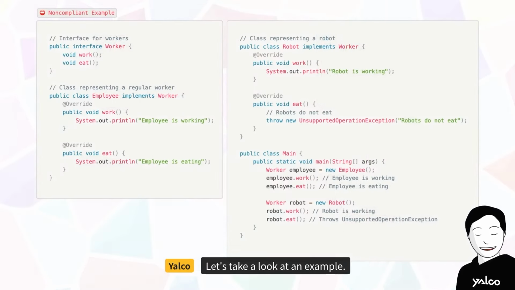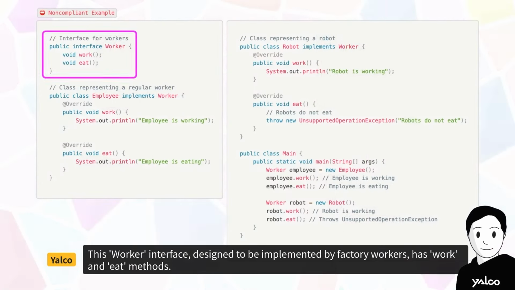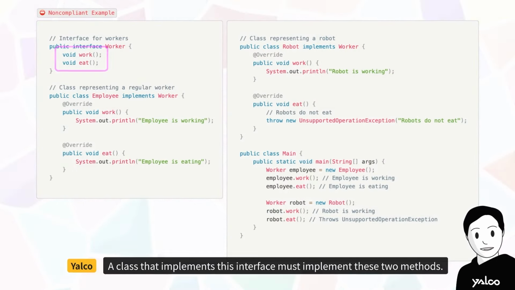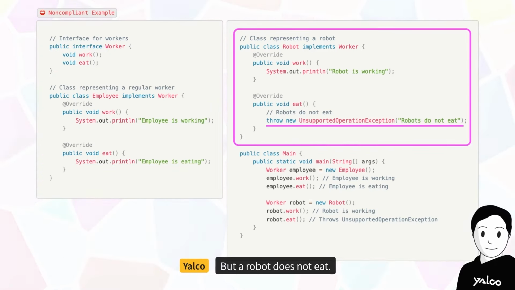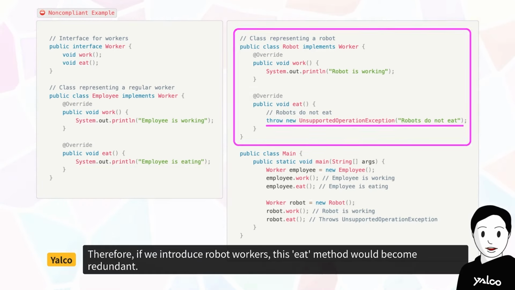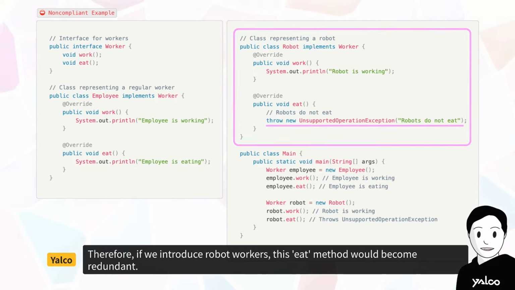Let's take a look at an example. This Worker interface, designed to be implemented by factory workers, has work and eat methods. A class that implements this interface must implement these two methods. A regular human employee wouldn't have an issue performing both methods, but a robot does not eat. Therefore, if we introduce robot workers, this eat method would become redundant.